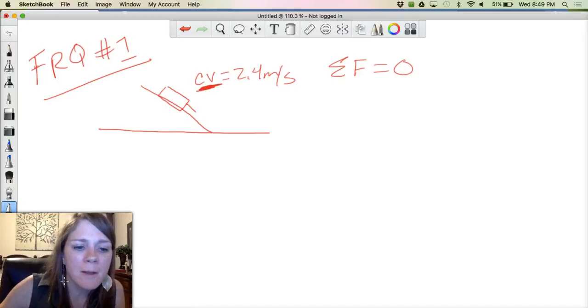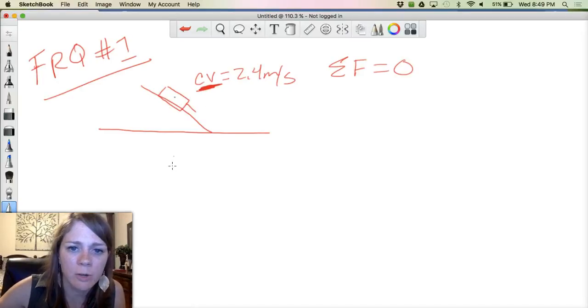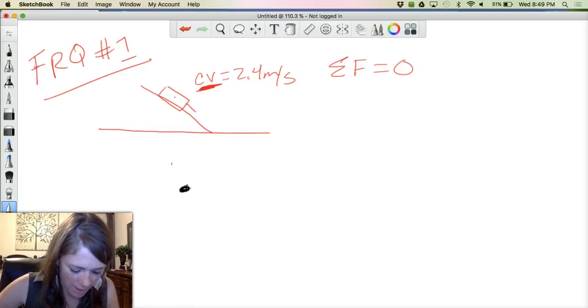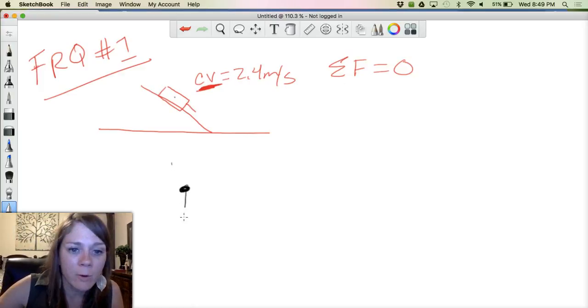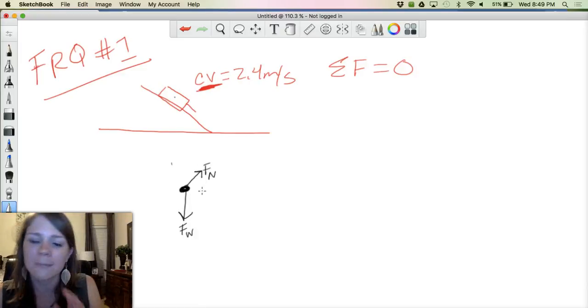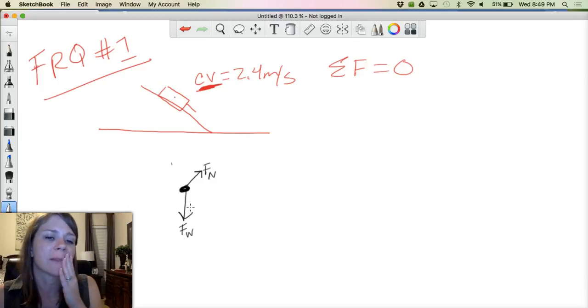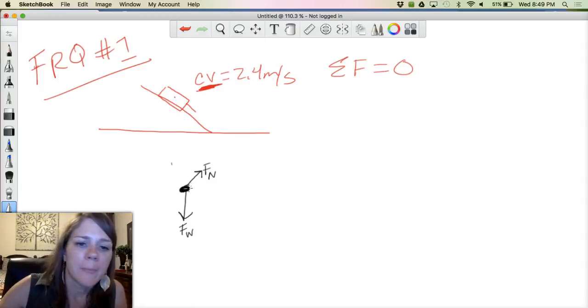So when I draw my free body diagram, I'll just draw it on a dot here. I'm going to have the weight force, which is going to be straight down. I'm going to have the normal force, which is perpendicular and less than that weight force. The normal force will always be less than the weight force on an inclined plane. Always, always, always.